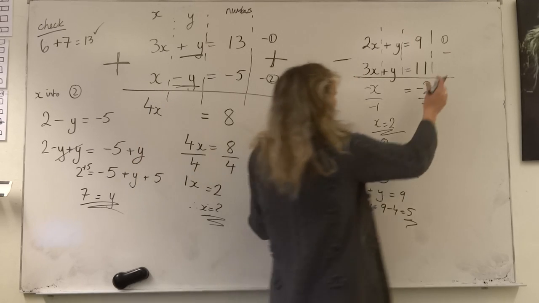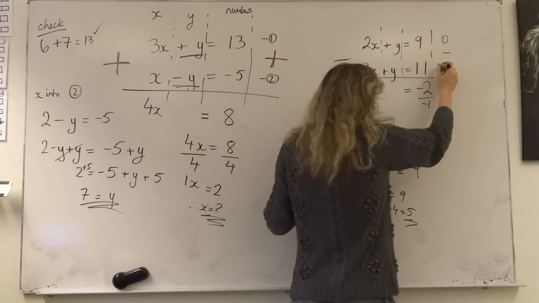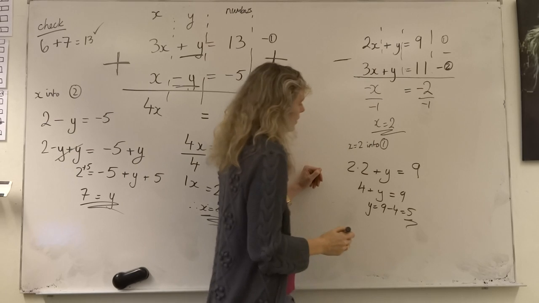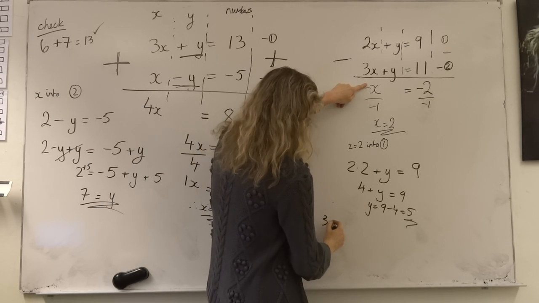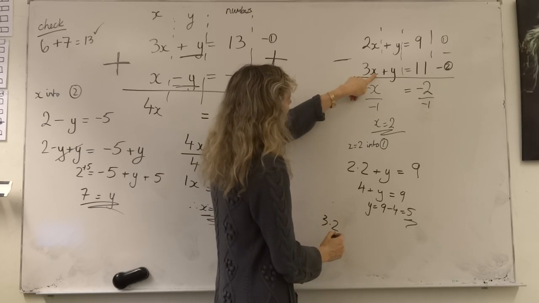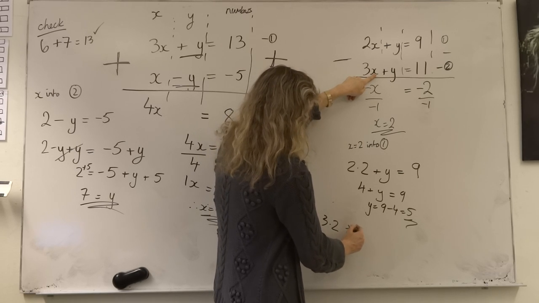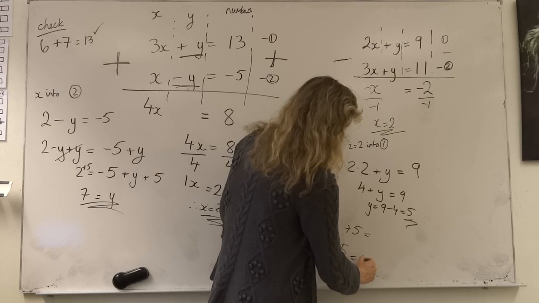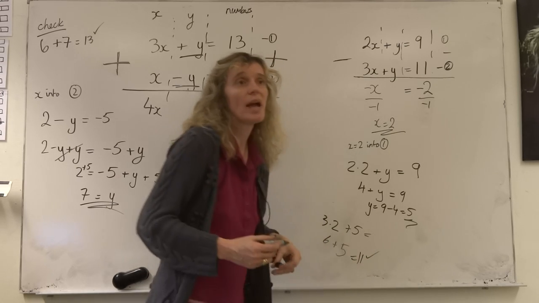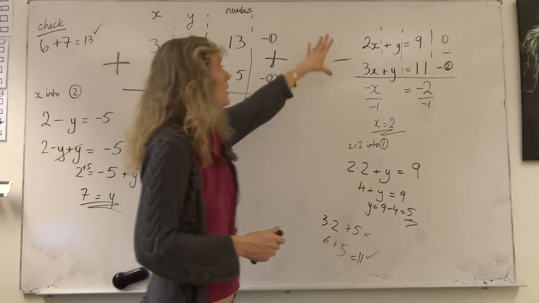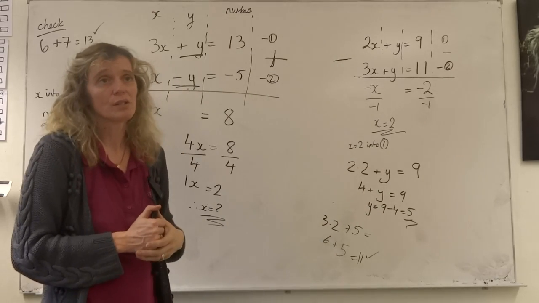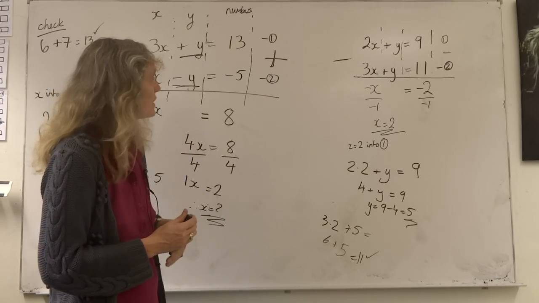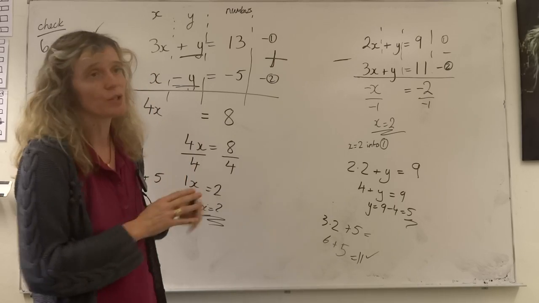We do our final check by putting it into equation 2. 3 times 2, because x equals 2, plus 5. That would be 6 plus 5. Does it equal 11? Yes. So we have our final check to show that what we've done has worked. And this is simultaneous equations solving two equations with two unknowns.